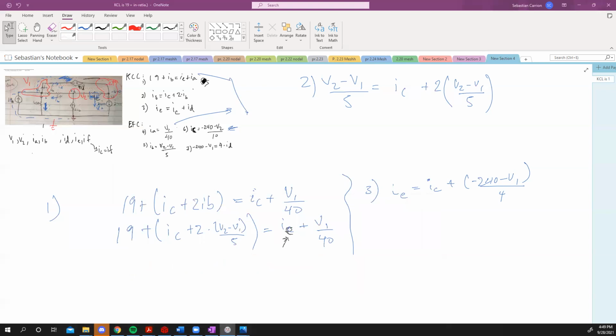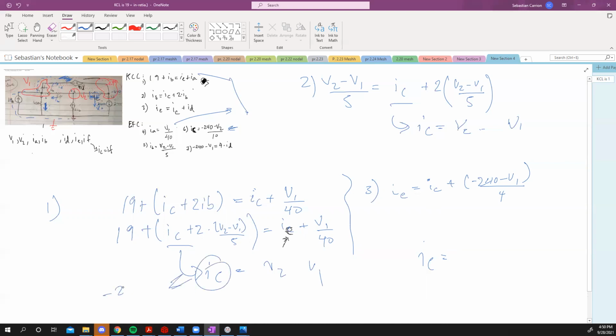So I think the way to solve this, essentially without even the calculator, is you isolate IC here, get some function of V2 and V1, do the same thing here, some function of V2 and then V1. You bring these together. We know that IC, because you wrote it there on your EFC, is negative 240 minus V2 over 10. So if you just plug that in, that should essentially be what I have, right? Yeah, exactly.